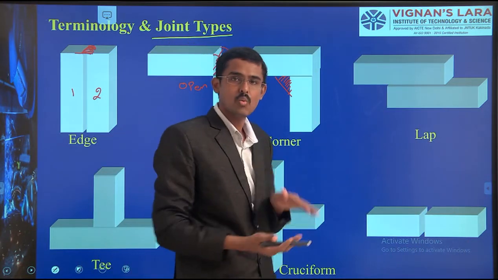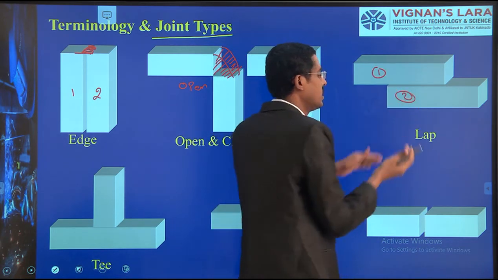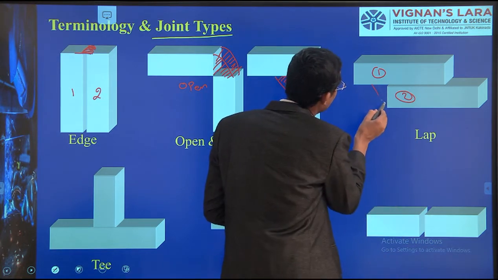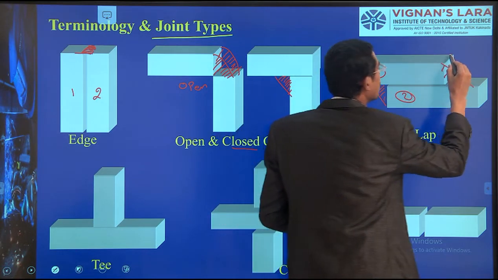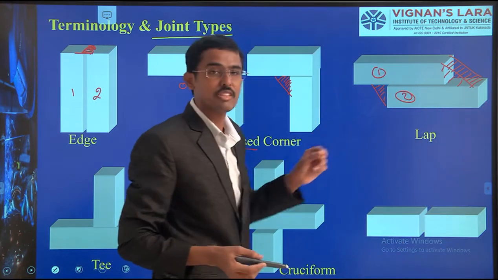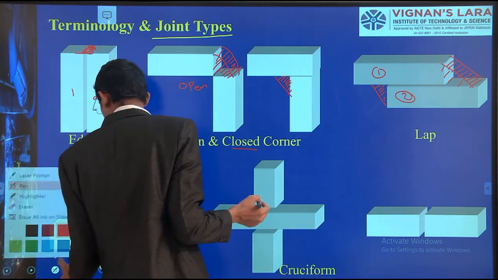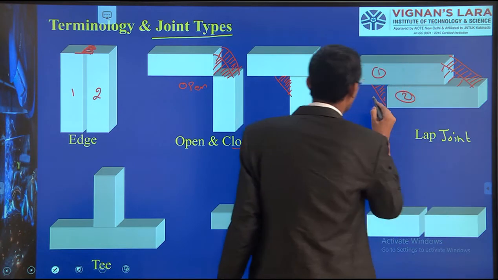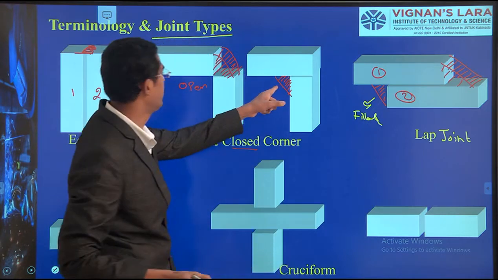Here, the workpieces are kept, one and two, in an overlapped position. Where will the weld be? The weld will be in these zones. So, likewise, I am able to weld. This is named a fillet weld. The joint is a lap joint, but the weld is a fillet weld. Here I write lap joint, right? But the weld is a fillet weld. This is also a fillet weld, this is also a fillet weld.